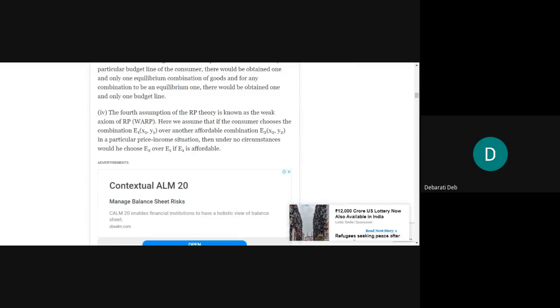Suppose the consumer chooses to buy the combination of goods X1 and Y1, two different quantities of these two goods, and he is choosing this over another affordable combination, that means one falling on the budget line, X2 and Y2, given the price of the products and the income of the consumer. Then there won't be any situation under which he will choose the other combination. He will go on choosing E1 as long as it is affordable. Once E1 goes beyond the budget line, he will think of changing his preference. But as long as E1 is affordable, he will keep on preferring E1 over any other affordable combination.